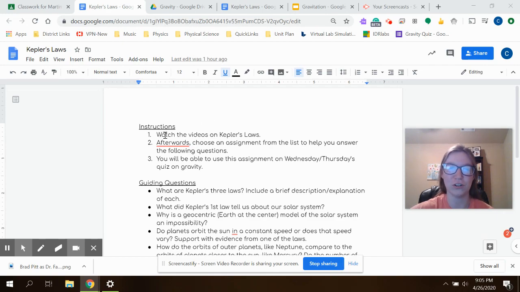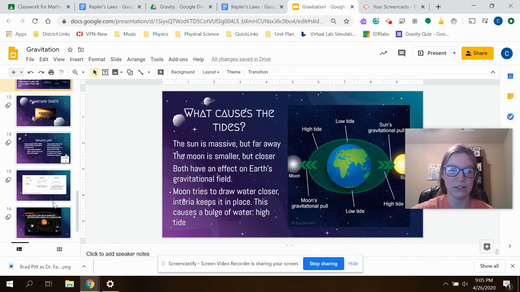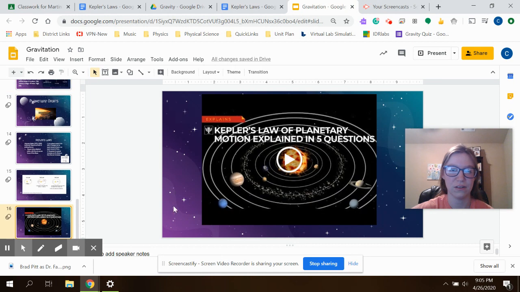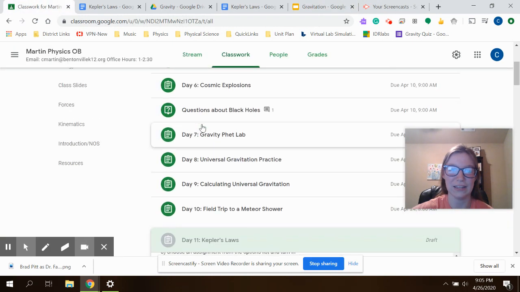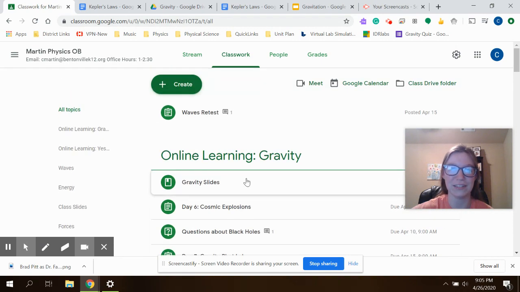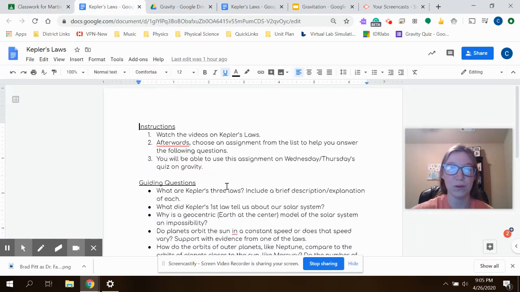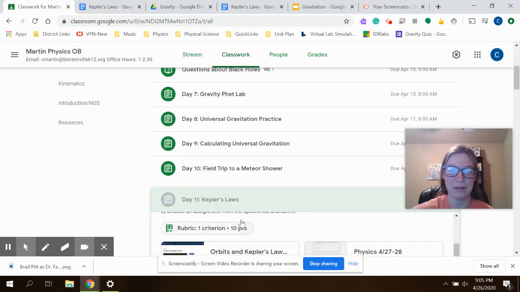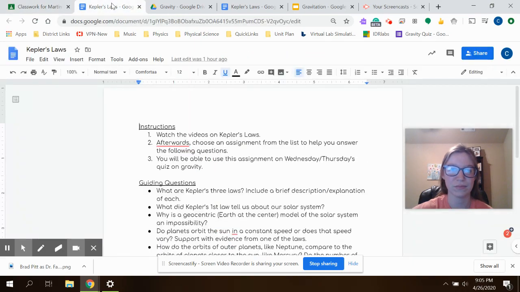So your instructions are to watch the videos on Kepler's laws. There's one here. Let me scroll to it. Just at the end of that gravitation PowerPoint. Don't forget that that is right here under gravity slides. But there's also the one in the assignment from NASA. Afterwards, you're just going to choose an assignment on the list to help you answer your questions. And then you will be able to use this assignment on the quiz on gravity for Wednesday/Thursday.